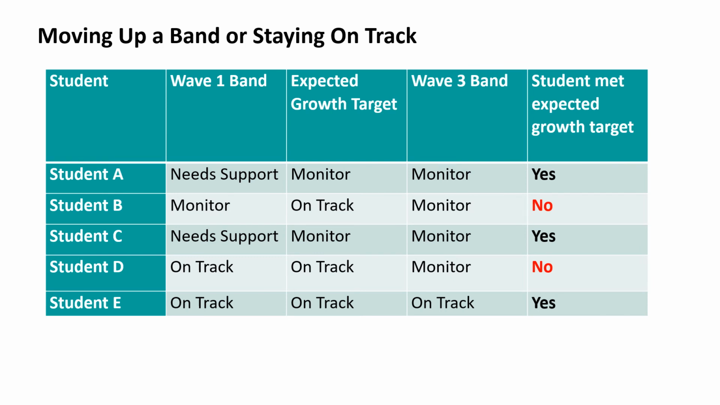In the fourth column, you can see the student's actual Wave 3, which for student A was monitor. The last column indicates if the student met their expected growth target or not. Student A, whose expected growth target was monitor, and whose Wave 3 score indeed was monitor, met her expected growth. Take a minute to review this chart for students B through E.